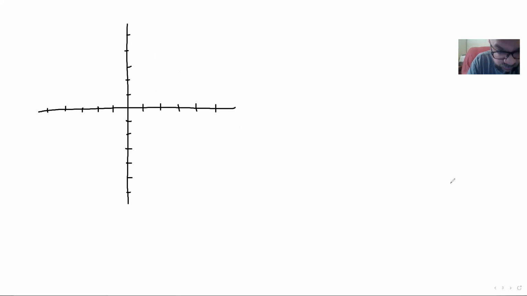So 3, -6 was here. Here's my vertex. So I'm going to label it, and I know it's going to open upward, so it's going to look like this. I'm going to label it below, cleverly leaving myself some room to expand upward. Now I already know what the line of symmetry is. It is this line.